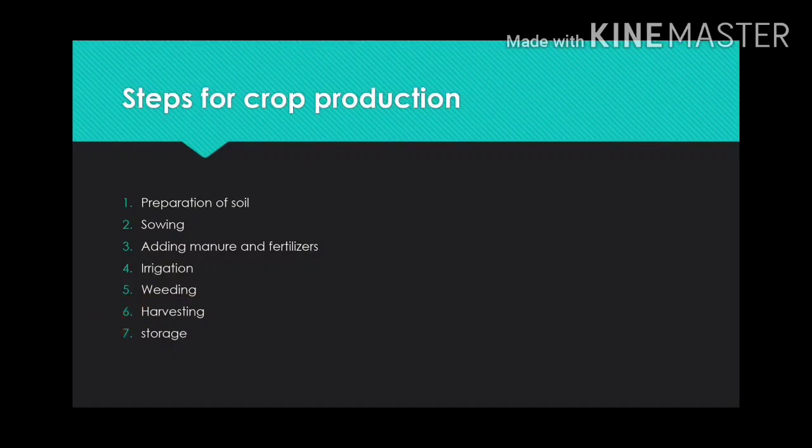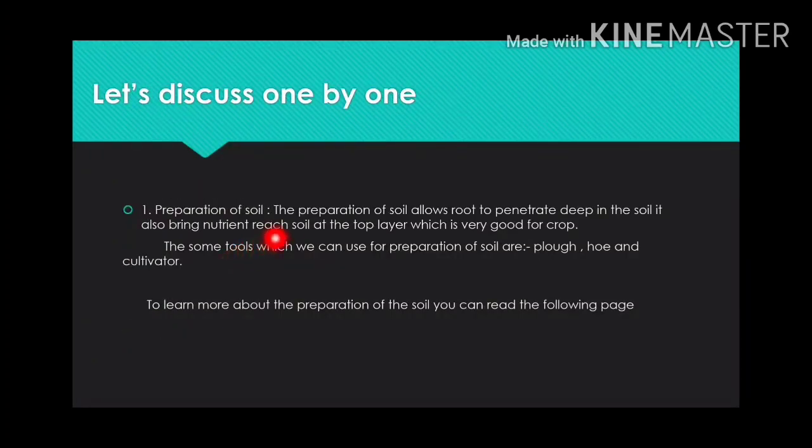So let's learn about the first step, which is preparation of soil. The preparation of soil allows roots to penetrate deep in the soil. It also brings nutrient-rich soil to the top layer, which is very good for crops. Some tools which we can use for preparation of soil are plow, hoe, and cultivator. So as you understand, in the preparation of the soil we are loosening the soil, which helps to allow roots to penetrate deep in the soil. So this is about the preparation of the soil.